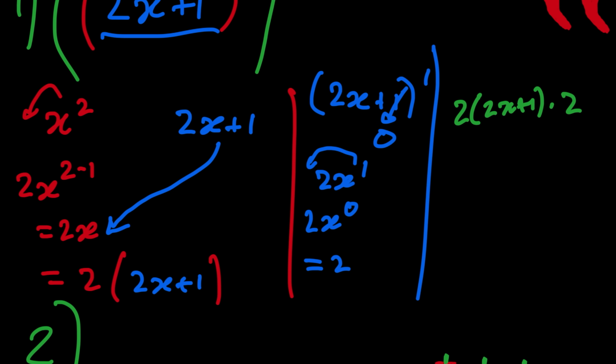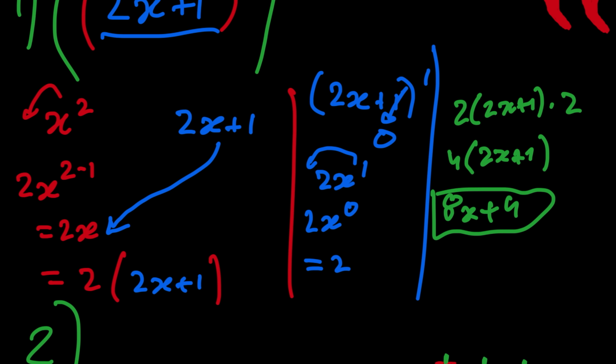And then what we can do is open this up. So we get 4 times 2x plus 1. And then we can just distribute. So it's 8x plus 4. And that right there is our answer.